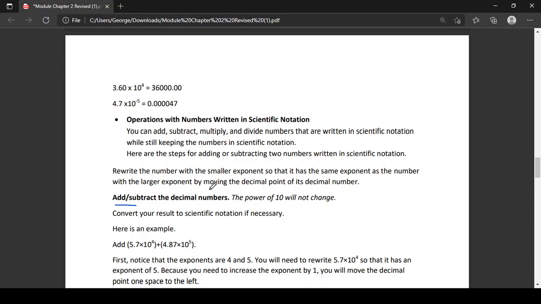First, you rewrite the number with the smaller exponent so that it has the same exponent as the number with the larger exponent by moving the decimal point of its decimal number.